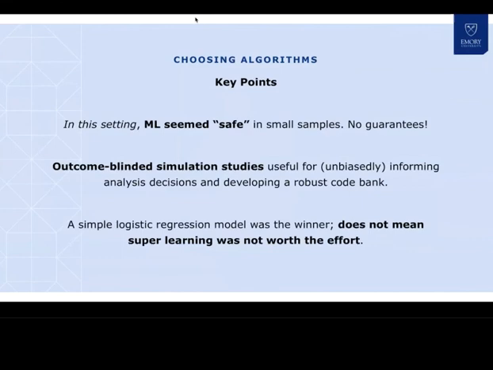where the statisticians are in charge of the analysis plan, right? We try to get a hold of the data set, but a data set where we're either simulating the outcome or we're dealing with a shuffled version of the real outcome. What that allows us to do is develop these simulation studies to examine performance. And it also allows us to just develop a robust code bank, right? Implementing these analyses, right?